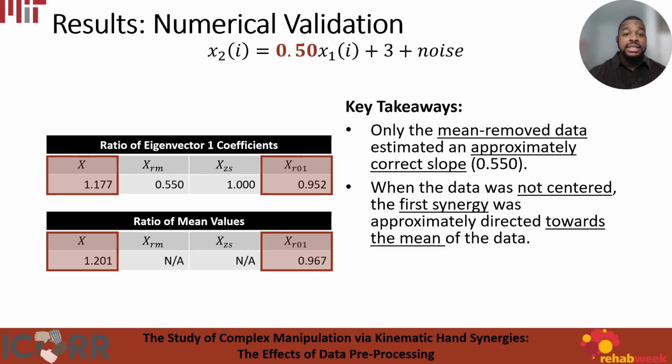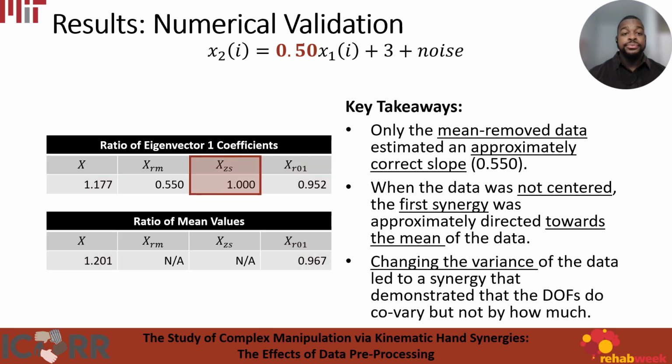Observing this, we see that when the data is not centered, that is, in the raw and range 0-1 data, the first synergy was approximately directed towards the mean of the data. That is observed by the similarity in the ratio of eigenvector coefficients and the ratio of the mean values. Another thing to notice is that changing the variance of the data led to a synergy that demonstrated that the degrees of freedom do covary, but not by how much, which is why we see a ratio of eigenvector coefficients of 1 in the z-score data case.